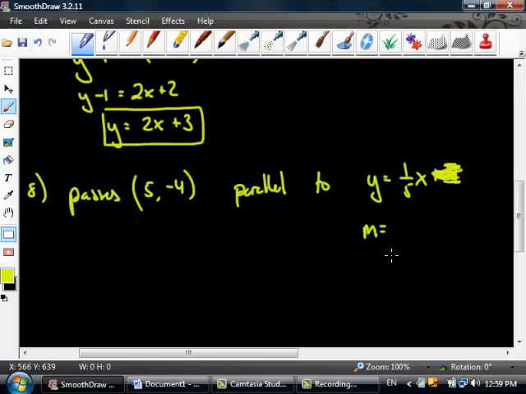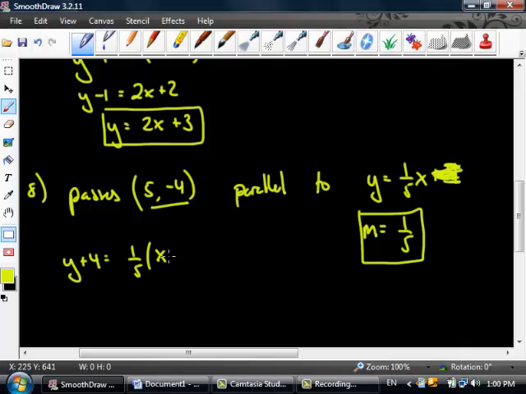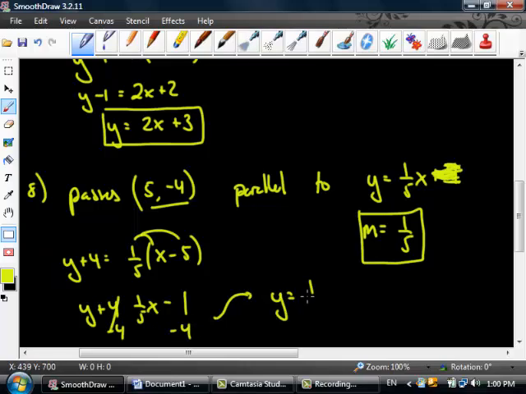What is the slope that I am going to be interested in? Eric. 1/5. That's all I care about. I got my 1/5 here, I've got my point right here, and that's all I need. So I've got y plus 4 equals 1/5 times x minus 5. So let's distribute this in. 1/5 x minus, what's 1/5 times 5? 1. Y plus 4. Subtract 4 from both sides. So when I'm done, y equals 1/5 x minus 5.